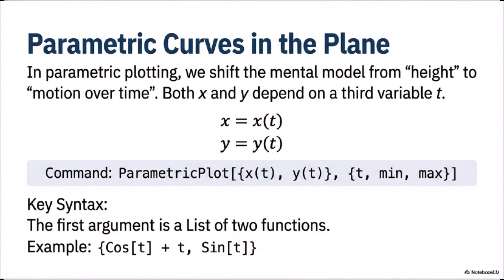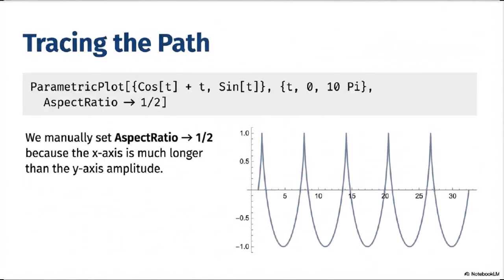Imagine a pen moving across a page. At any given moment in time, let's call it t, that pen has an x-coordinate and a y-coordinate. And as t moves forward, both of those coordinates change according to some rule. By defining those rules, we can trace out all sorts of crazy paths. And using the ParametricPlot command, we can generate these wild, intricate shapes.